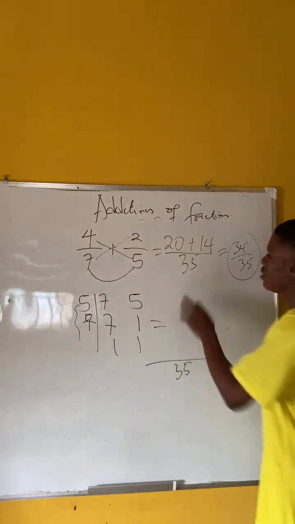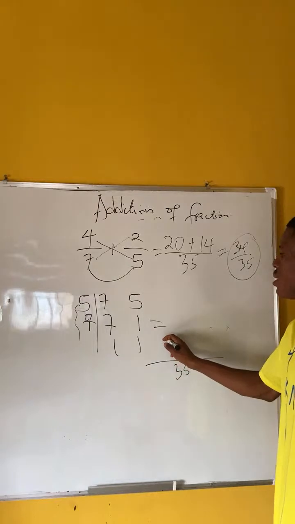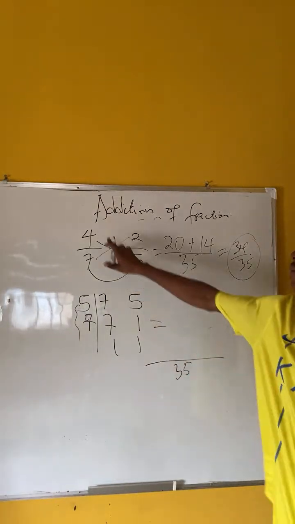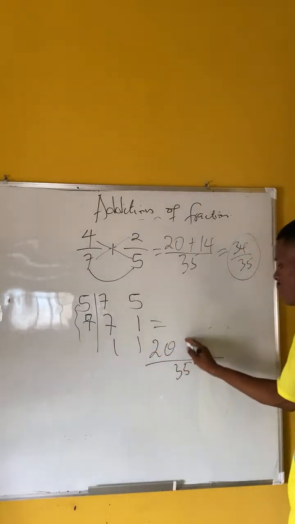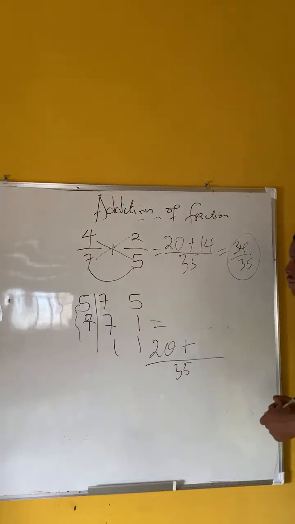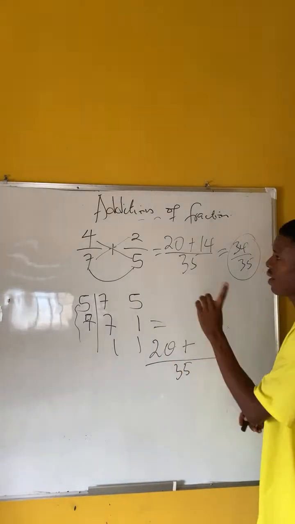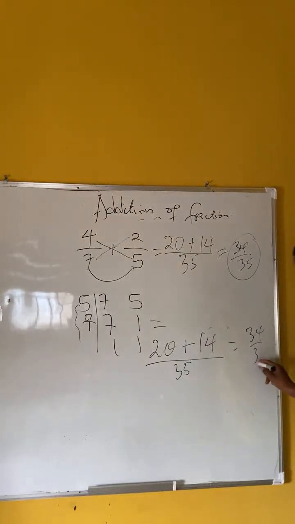If you do that, use 7 to divide 35, you get 5, and multiply 5 by 4, you have 20, so here is 20 plus. Use 5 to divide 35, you have 7. 7 times 2 is 14. You are still getting the same thing, 34 over 35.